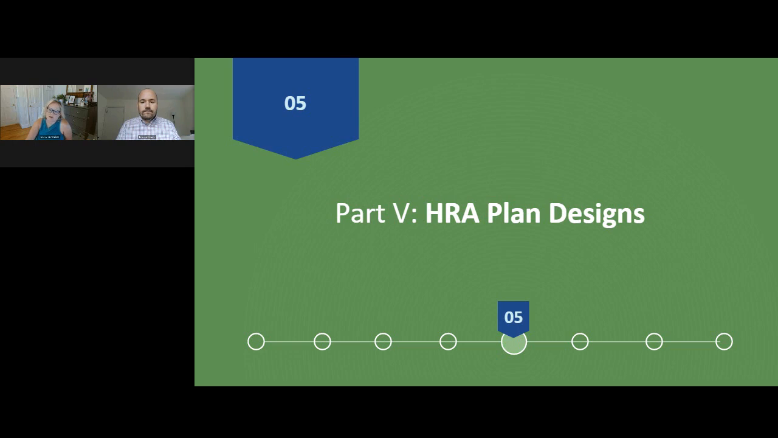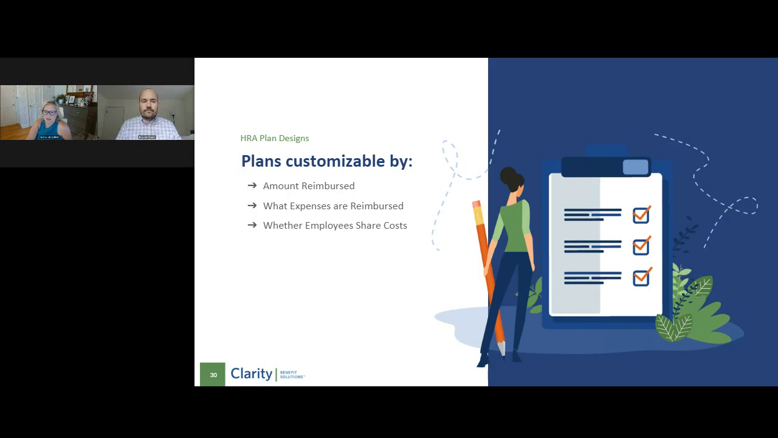Okay, now let's get back to the more common integrated HRAs. One of their key features, as we've noted, is how much flexibility and control they can offer employers in their design. This is an area where informed advisors can help them create a plan tailored to their unique needs and preferences. HRA plans can be customized in ways including the amount employees are reimbursed, what eligible expenses are reimbursed, whether or not employees share some of the costs, and at what point HRA reimbursements kick in.